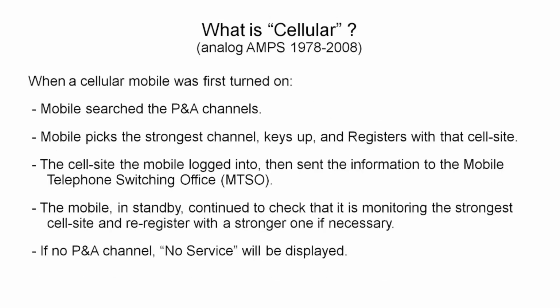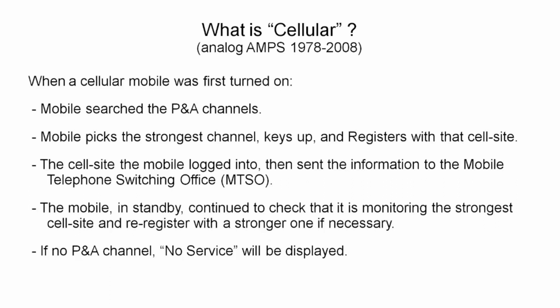When a cellular mobile is first turned on, the mobile will search the P&A channels to find the strongest channel, which would be the local cell site. It then keys up and registers with that cell site.